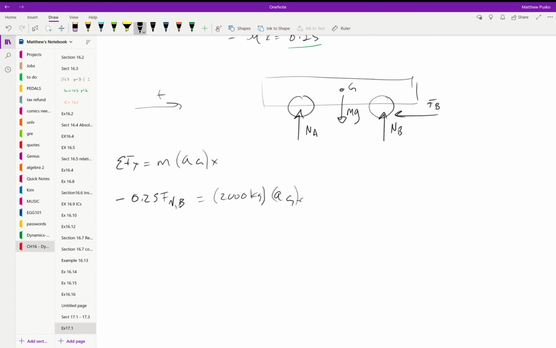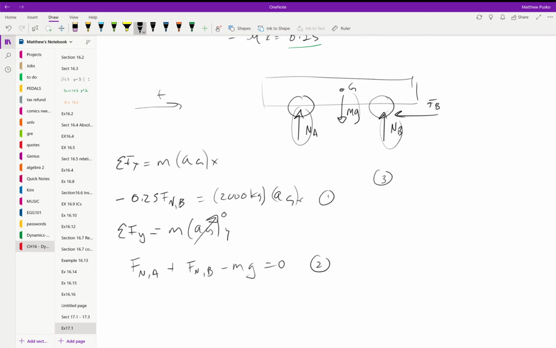We can get one more equation if we sum the forces in the y direction. It's going to give us mass times the acceleration of G in the y. It is not coming off the ground or accelerating in the y direction, so we can cross that out and say we have the normal forces and the weight. So normal force at A plus normal force at B minus mass times gravity is equal to 0. Alright, equation 1, equation 2.